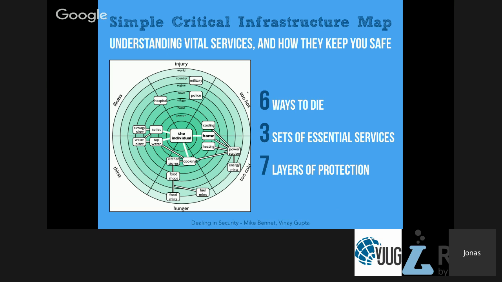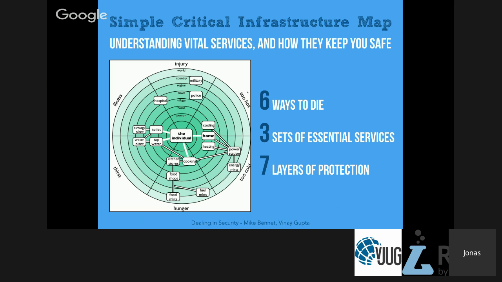These are the six different pie slices in this diagram. And then we have three sets of essential services that protect us from dying. The first one is shelter, that protects us from being too hot or too cold. Then we have supply, which protects us from hunger and thirst, and then we have safety, that protects us from illness and injury.